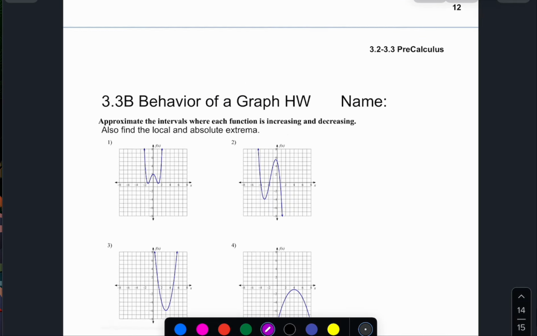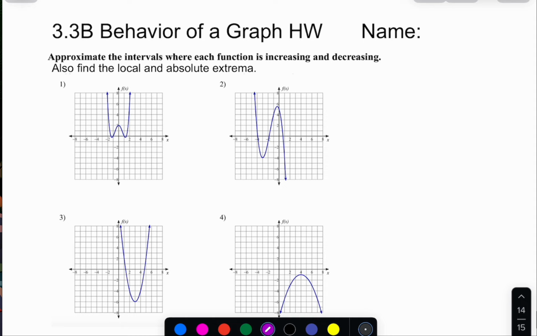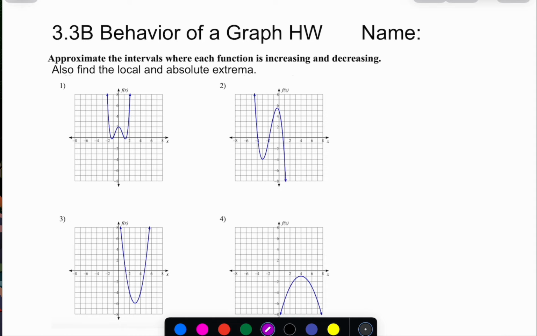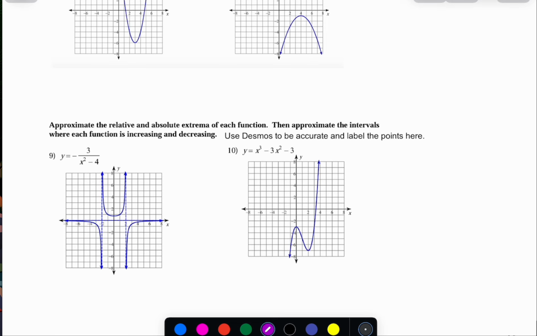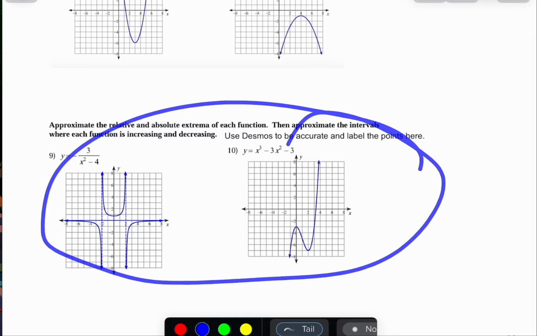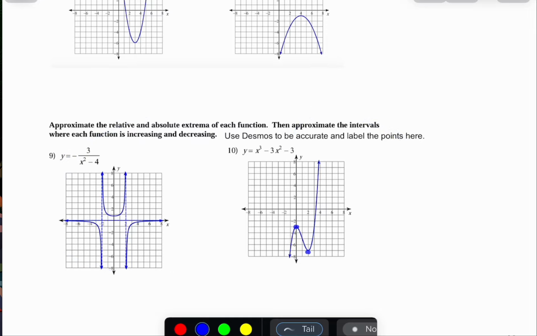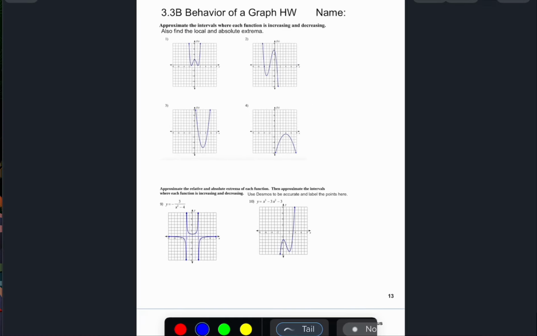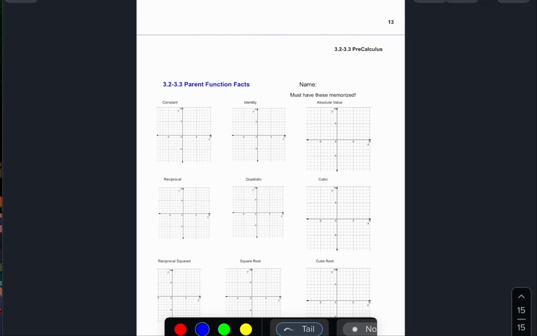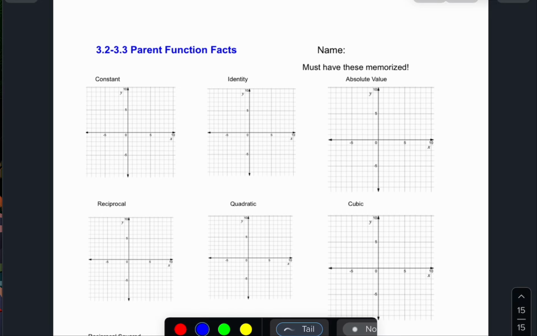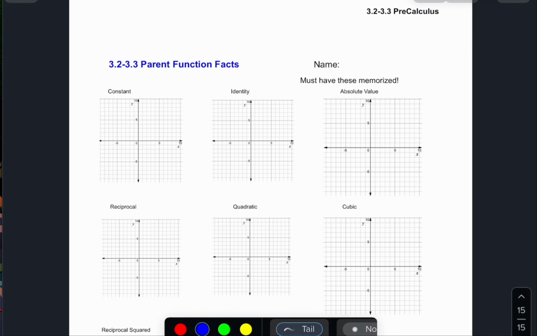And then this is the homework that goes with it. So you're going to find all the local mins and maxes. Where's the function increasing and decreasing? And then I've graphed these here, but you may have to use Desmos to get an accurate pinpointing of those locations. Okay, so that is 3.3b. And then we will talk about more parent function facts next time.